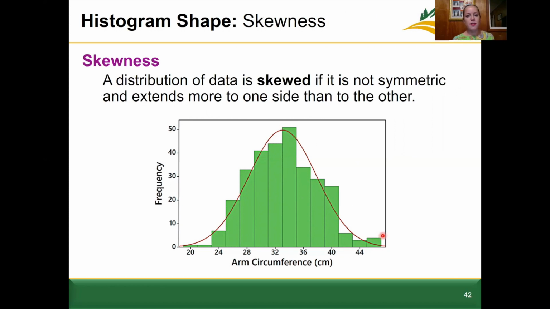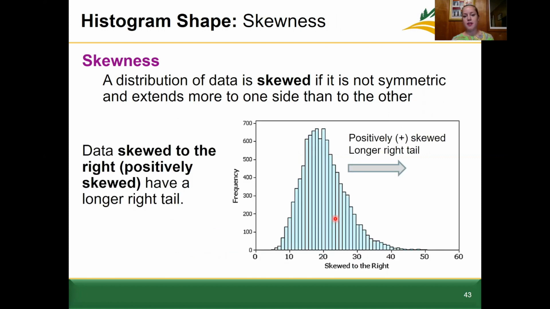Next, we consider something skewed or skewness. If a distribution of data is skewed, it is not symmetric and it extends more to one side or the other. Okay, so that's different than a normal distribution where we see this symmetry here and the data does not extend more to one side or the other.